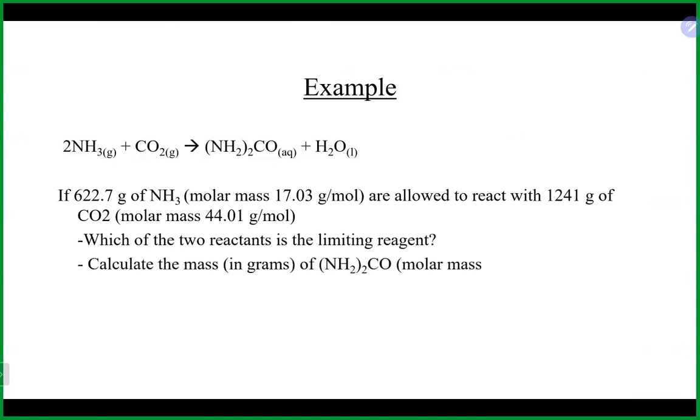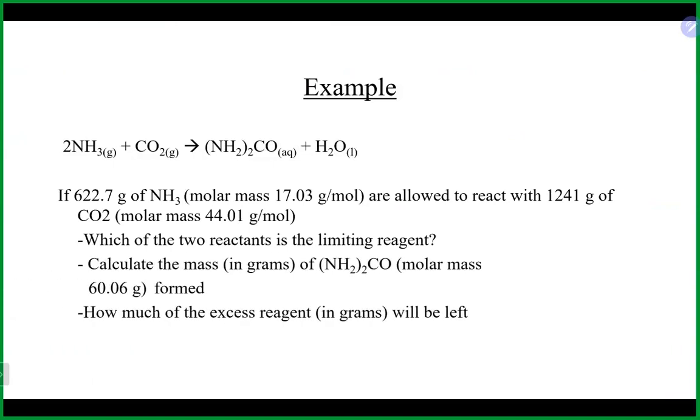Okay, so why don't you try one more here. All right, let's try this one. They gave you the molar mass, so that's good. You're going to mix 622.7 grams of ammonia, molar mass from the periodic table right there, so you don't have to look it up. Molar mass from the periodic table of CO2, should be a small 2 on the bottom. Which of the two is the limiting reagent and how much of your product you would form. And again, this is the molar mass of your product from the periodic table. All right, so see what you come up with here.